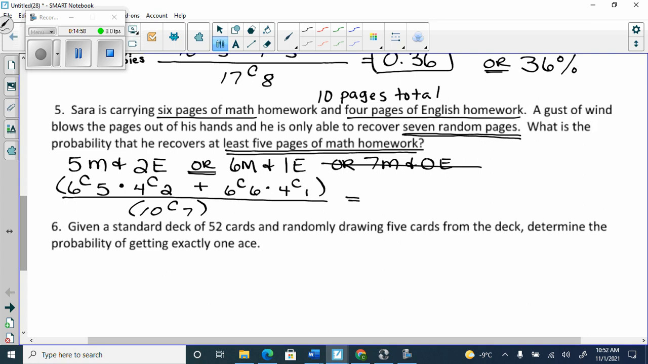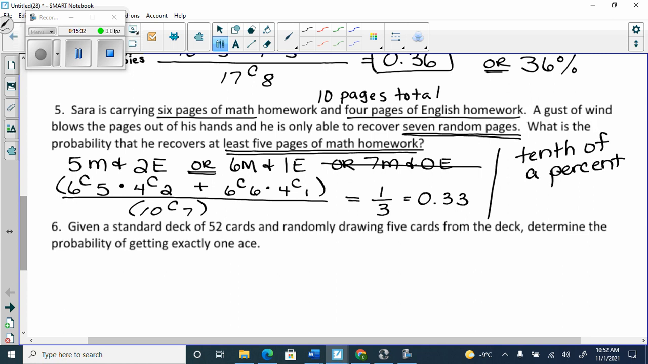I get 0, 1/3 or 0.33333333. If I said to the nearest 1/10 of a percent, what would we do? What if I said nearest 1/10 of a percent? You'd go the 0.3333 and you times it by 100 and then give me to the nearest 1/10. So if I asked for 1/10 of a percent, we would do 33.3%.